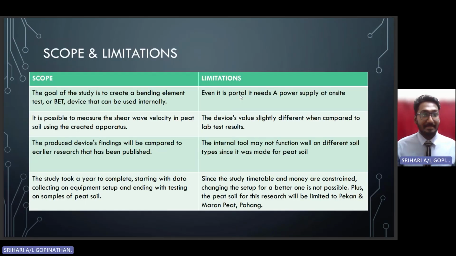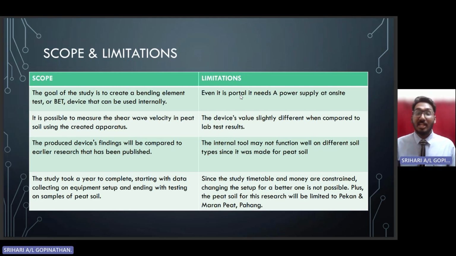These are the scope and limitations. For the scope, we need to study the bender element test, which is the device used internally, check whether it is possible to measure the shear wave velocity of peat with the created apparatus, and compare the findings with earlier published research. There are also limitations: even though it is an on-site device, it needs a current supply.